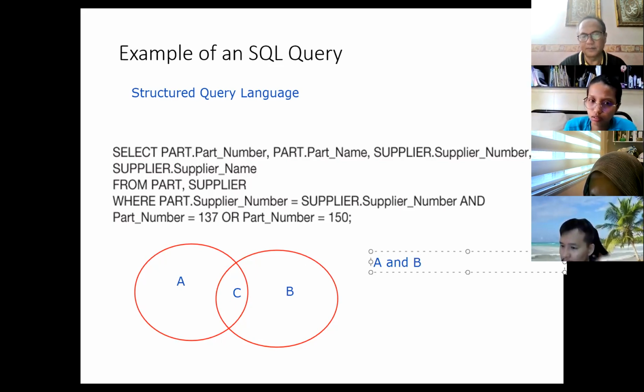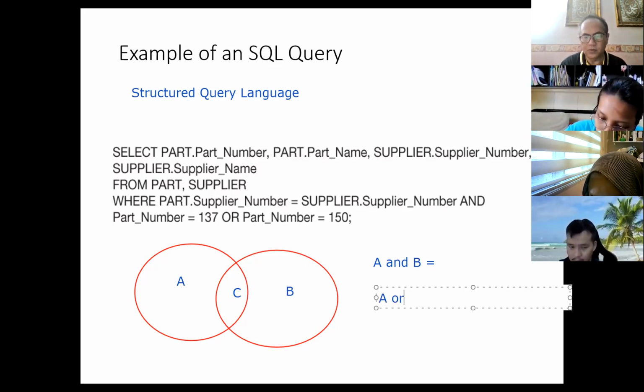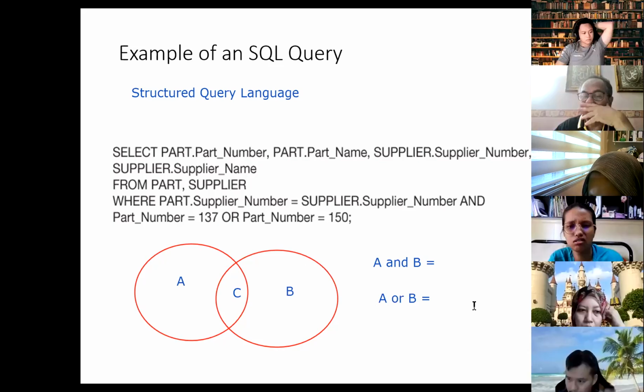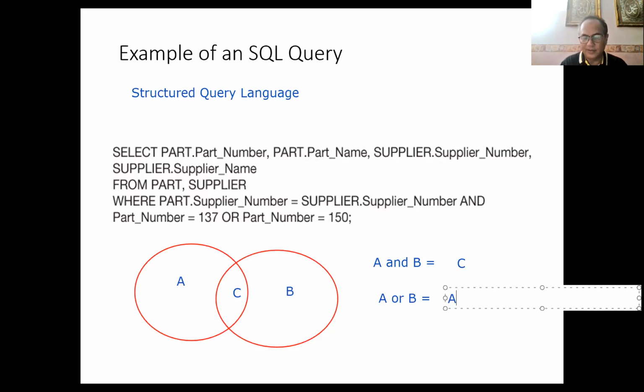B is equal to, and then we have A or B equals to. What is A and B? C. A and B is C, and then A or B is A and B, and also C, of course. So C is in the middle.